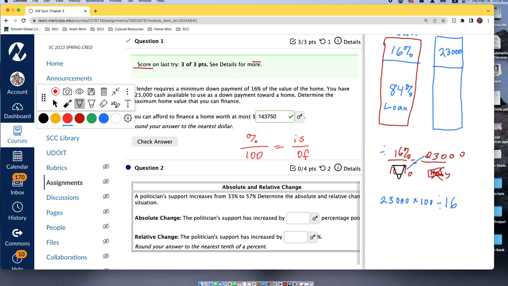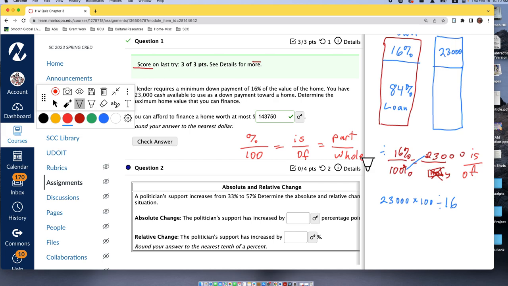We have 16% over 100%. We have the down payment of the total house that we were going to buy. So this was the is part. This was the of part. And the other way, if is and of don't really make sense, you've got part over the whole. So those are the ways to think of it.